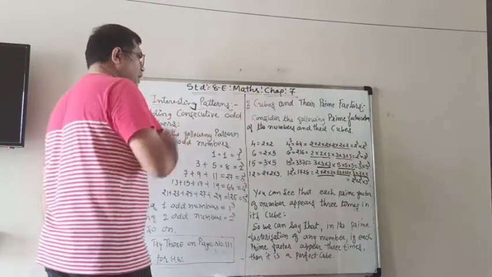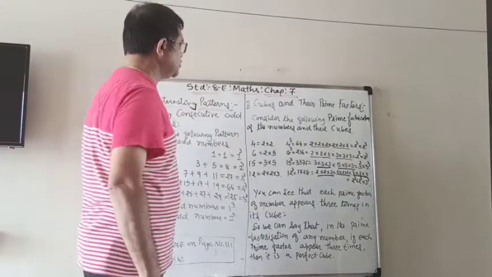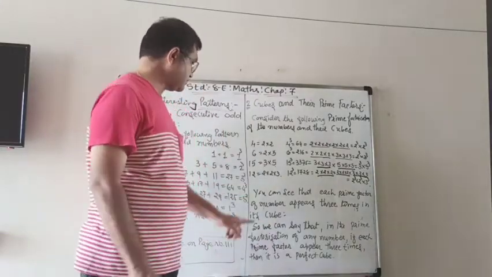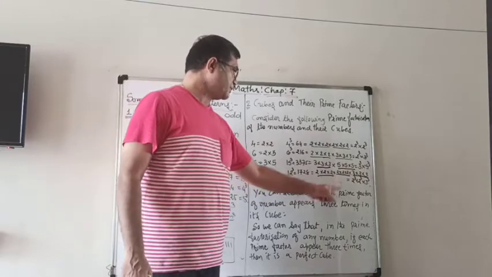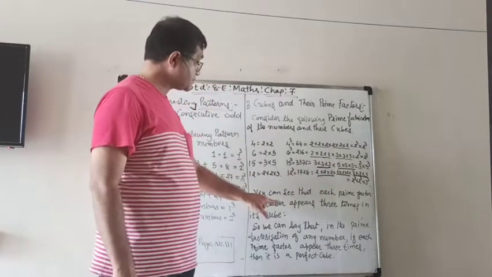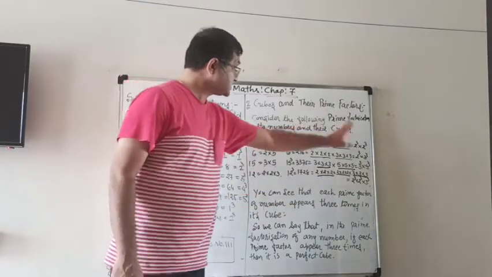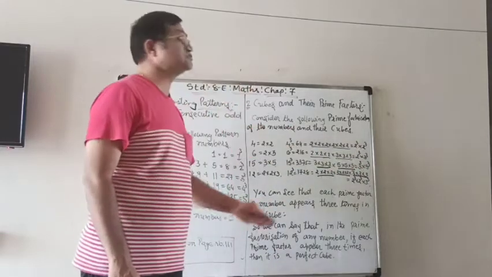So from all of this, you can observe something. What will we observe? We can see that each prime factor of a number appears 3 times in its cube.